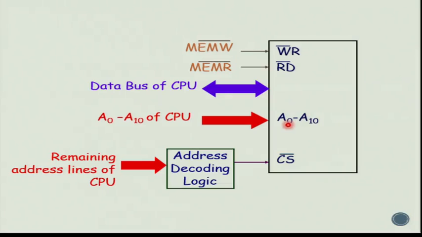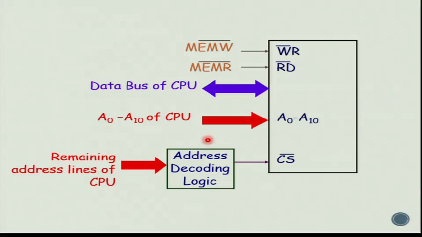How many address lines are we going to require? It's a 2K chip, so you're going to require 11 address lines. So A0 to A10 of the CPU will be connected to the 11 address lines of memory, from A0 to A10 of the CPU.